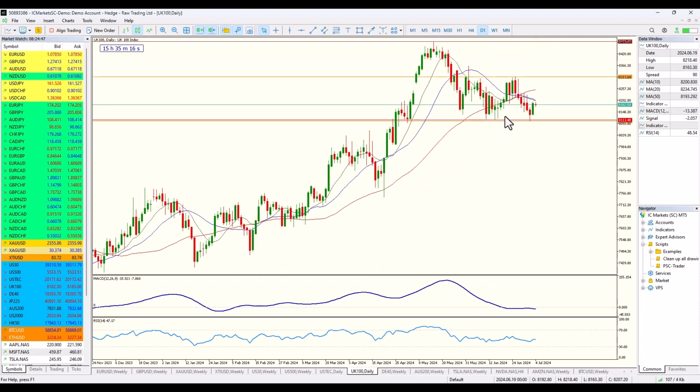Let's have a look at the FTSE. So the FTSE is now performing, well, it's technically a triple bottom, but let's just combine these two together and then have this. We have a nice double bottom. This is potentially a nice turning point.